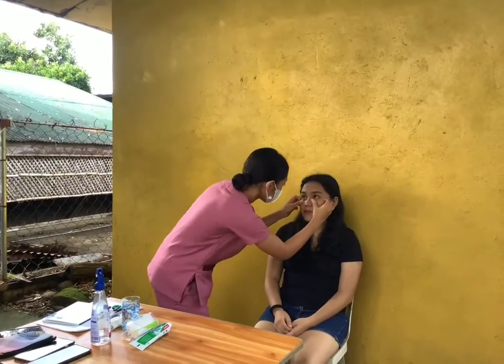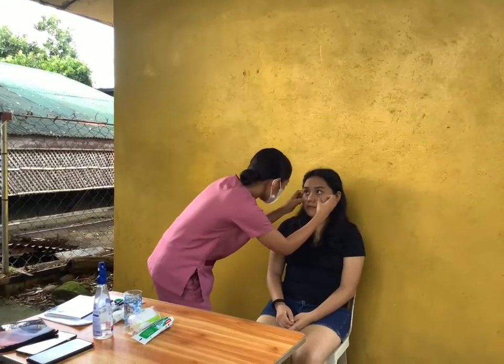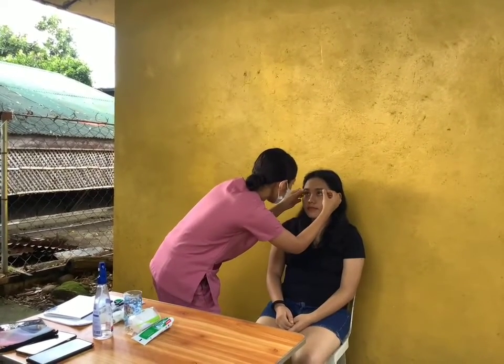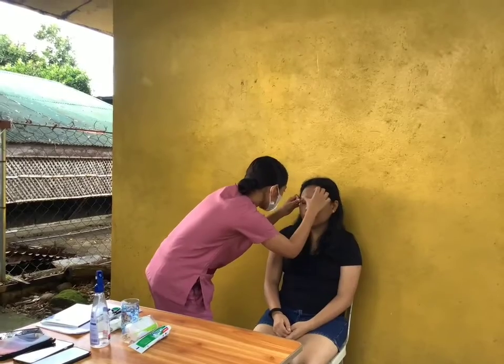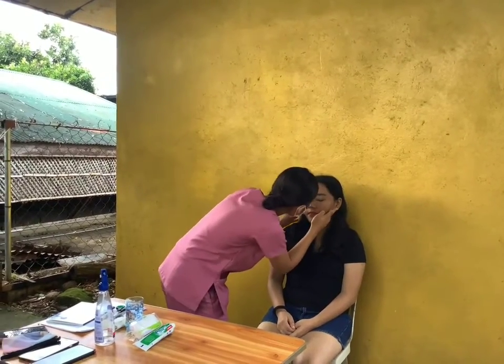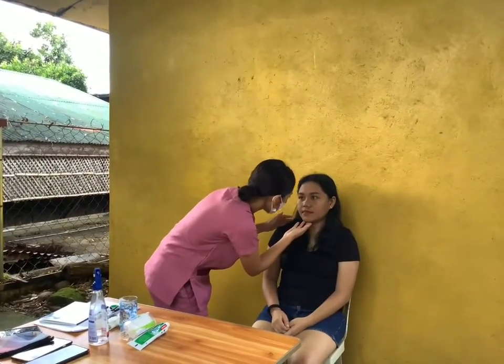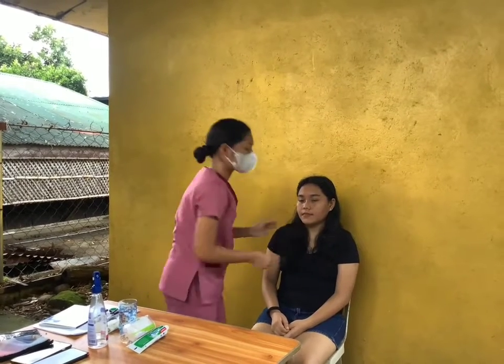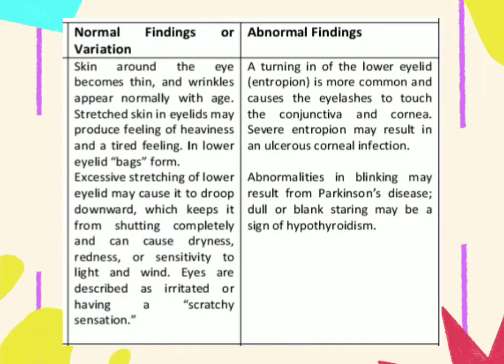Inspect eyes, eyelids, eyelashes, and conjunctiva. Ma'am, I'm going to inspect your eyelids, okay? Also observe eye and conjunctiva for dryness, redness, tearing, or increased sensitivity to light and wind. Refer to the picture for the normal and abnormal findings.